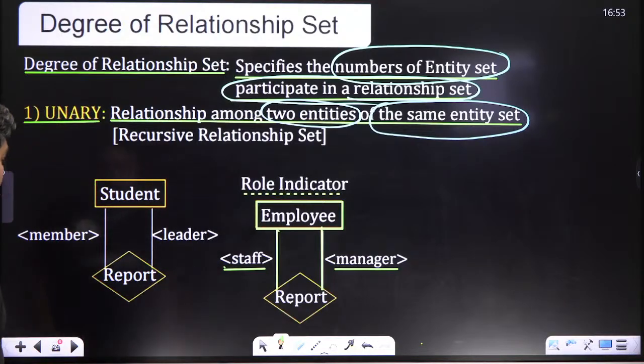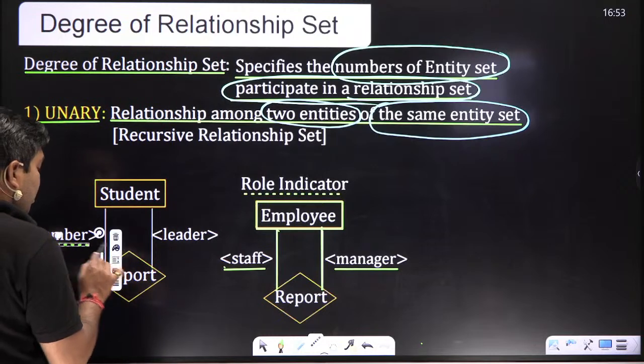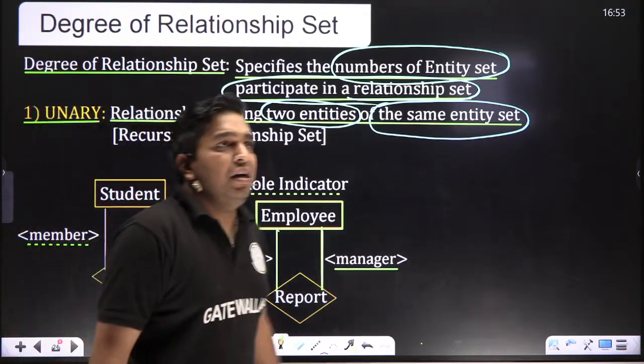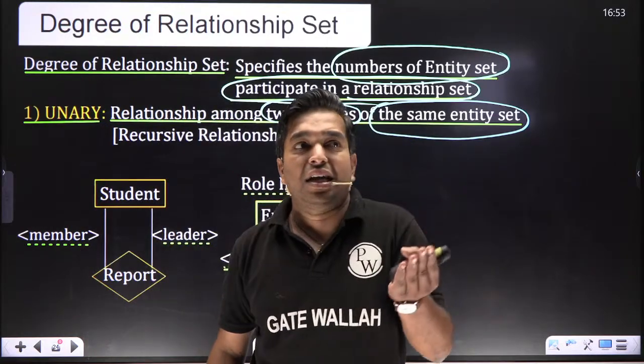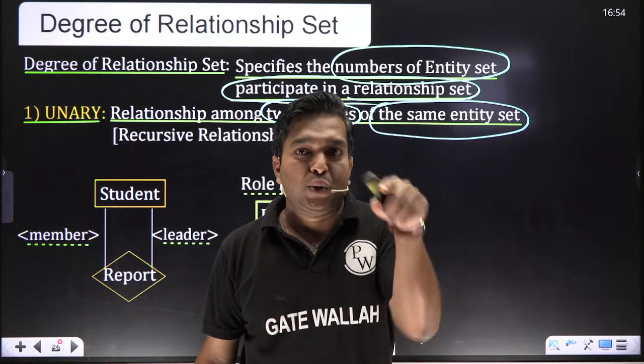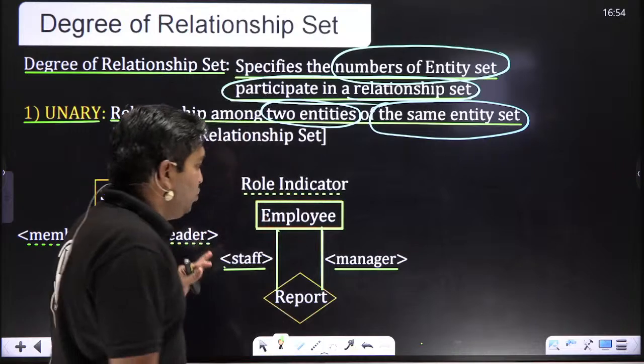Or student reports to their leader. Like in your BTech, you have a CR, class representative, a class monitor. So the class monitor is also a student of that class, right? Are you getting my point? So this is the meaning of unary.